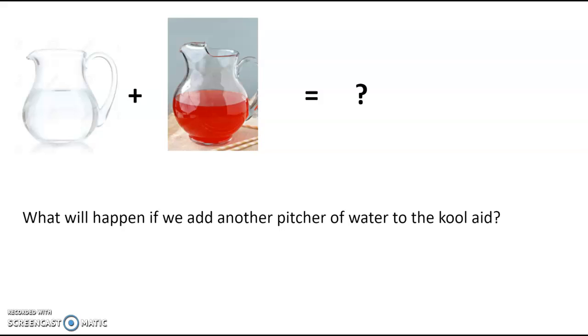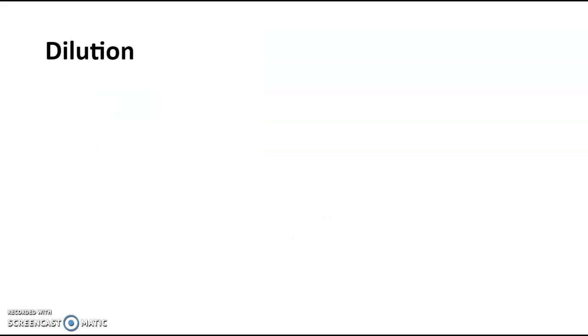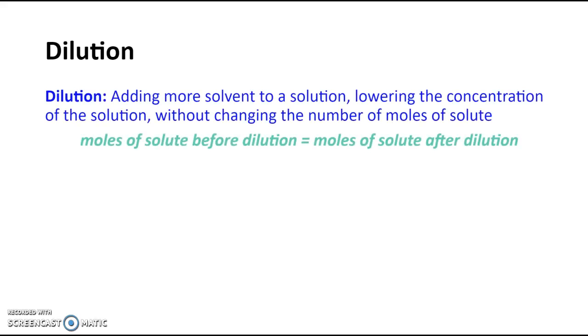So if you add that pitcher of water, the Kool-Aid's not going to taste as strong. It's not going to be as sweet. And we would say it's less concentrated. We might say it's diluted. We might say it tastes bad. So dilution is the process of adding more solvent to a solution, lowering the concentration without changing the number of moles of solute. So we're not changing the amount of sugar in the pitcher. We're just increasing how much water is in there.